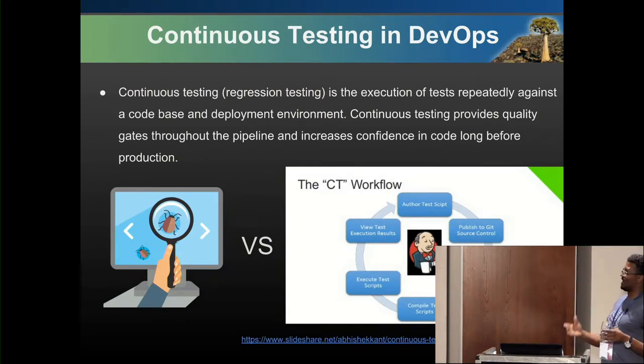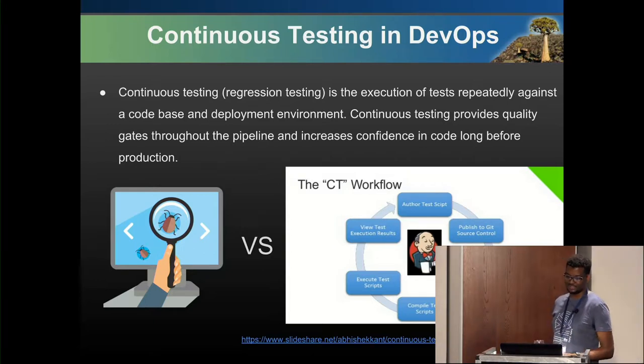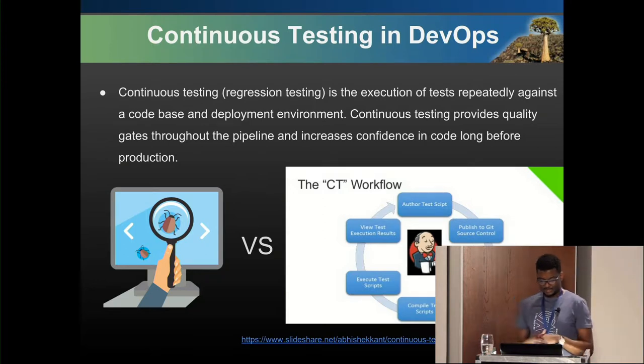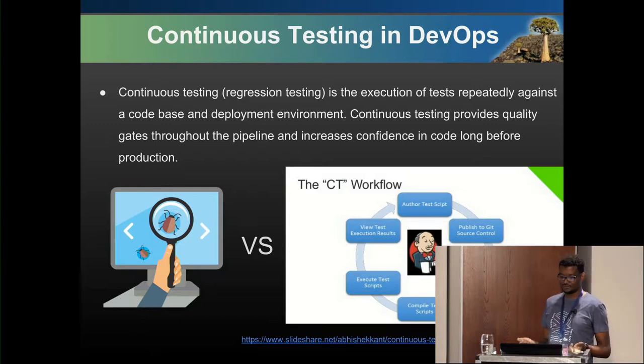So I've since implemented continuous testing using regression testing by means of Jenkins and Docker. So what is continuous testing? I think Jaco spoke about continuous testing in his last DevOps talk, which I took some notes from, and I implemented some stuff. So thanks to Jaco. So what is continuous testing? It's an execution of tests repeatedly against a code or source code.